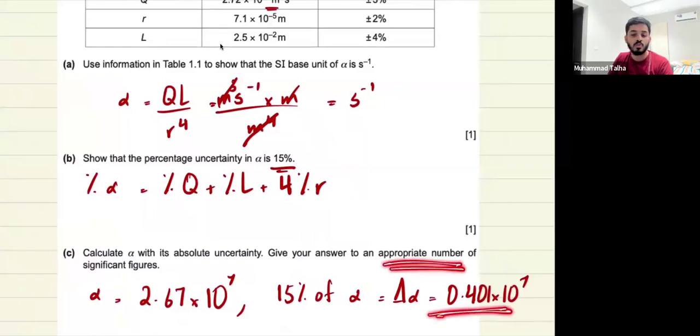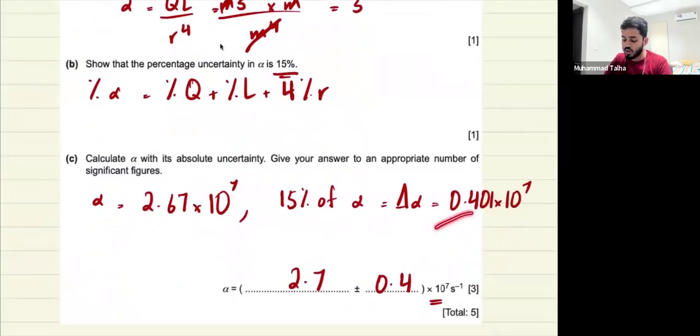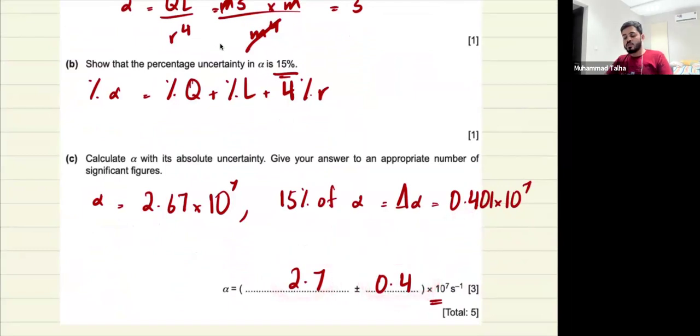To give your answer to an appropriate number of significant figures, first you write your absolute uncertainty to 1 SF, and whatever decimal places that is, you write your actual value correct to that. So for example, this is 0.401. To 1 SF, this is 0.4. Because this is one decimal place, this value should also be one decimal place. So this turns out to be 2.7 then.